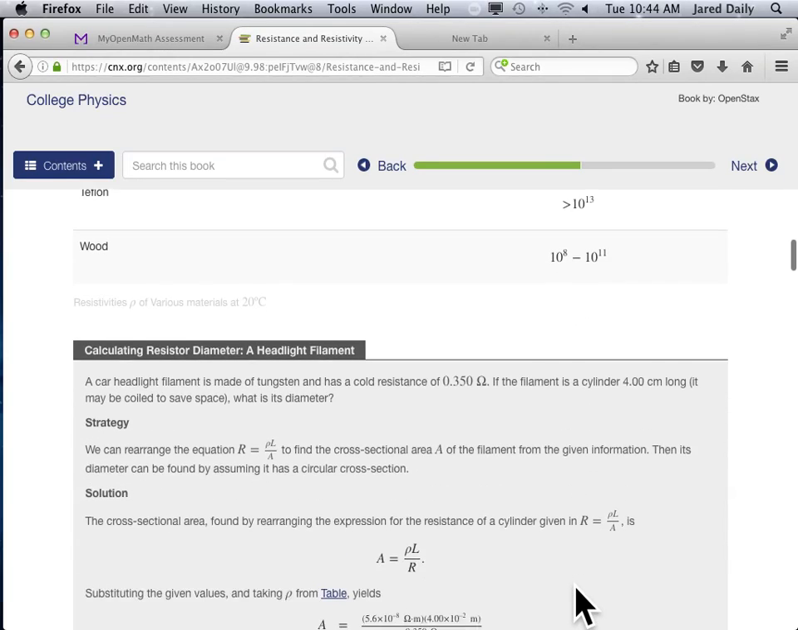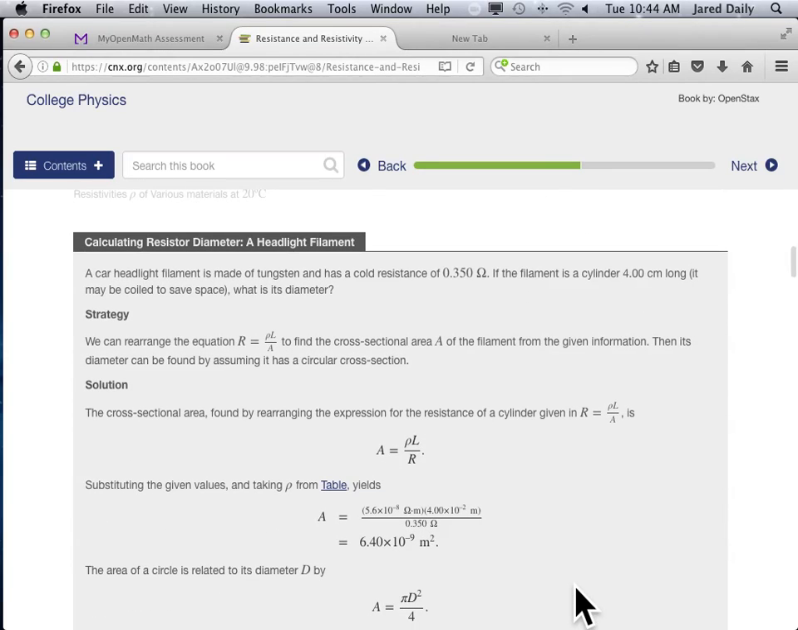Okay, so let's go to calculating a resistor diameter from a headlight filament. We have a car headlight that's made of tungsten. Many light filaments are made of tungsten because they can handle the heat. They can be very, very hot, so hot that they're glowing, and yet still not break or melt. Not true of many metals. So that has a cold resistance of 0.350 ohms, and the filament is a cylinder that's 4 centimeters long, and we want to know what its diameter is.